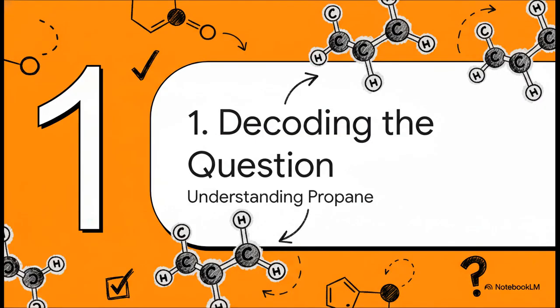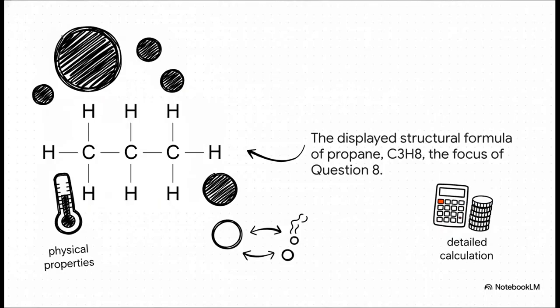Let's get properly introduced to the molecule at the heart of all this, propane. And there it is. Simple enough, right? 3 carbons, 8 hydrogens. But what's really clever about this question, and maybe a little bit tricky, is that it uses this one little molecule to test you on 3 totally different things. You've got to be able to explain its properties, read a reaction diagram, and then, to top it all off, do a pretty meaty calculation. It's like a mini workout for your chemistry brain.